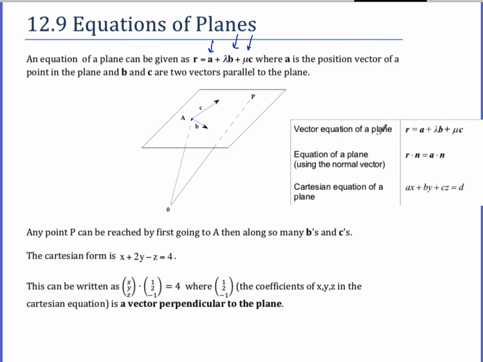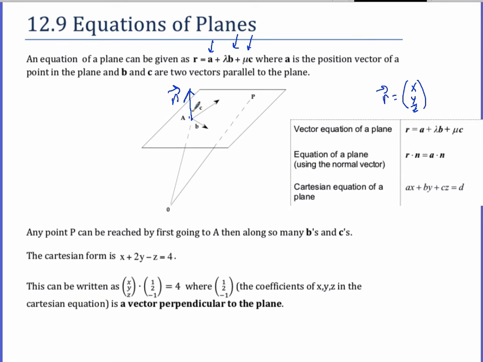So the vector equation of a plane can be given by this equation, where A is a point on the plane, any point. B and C are two vectors parallel to the plane. Mu and lambda are scalar multiples, or scalars, and R, of course, is the vector xyz. It's just short for xyz.